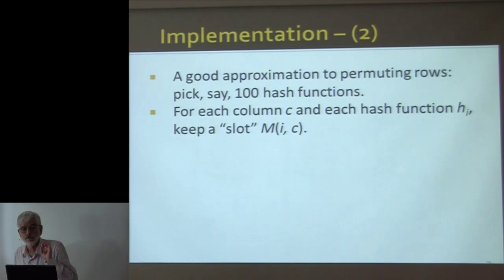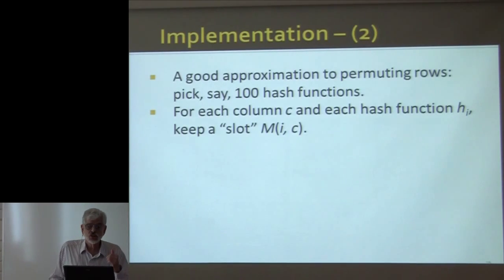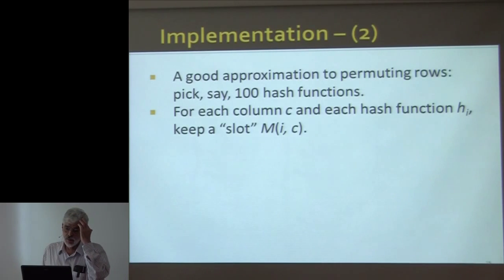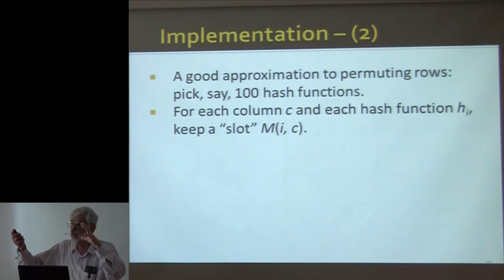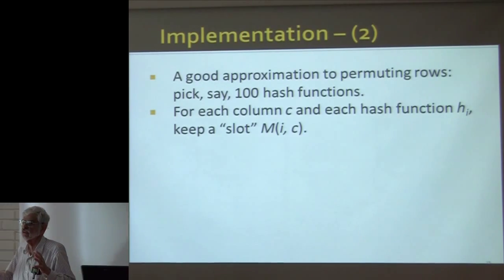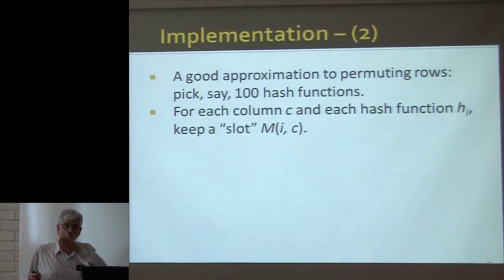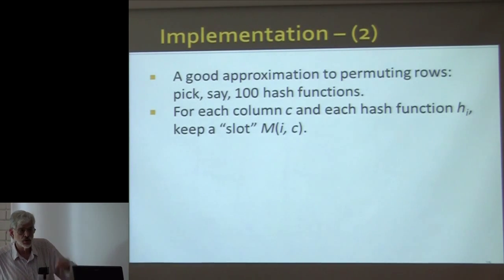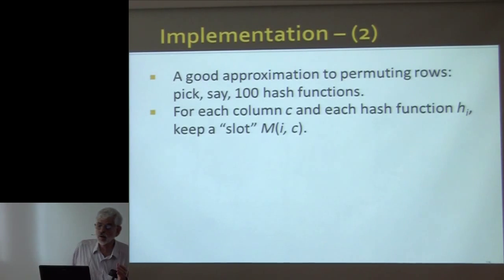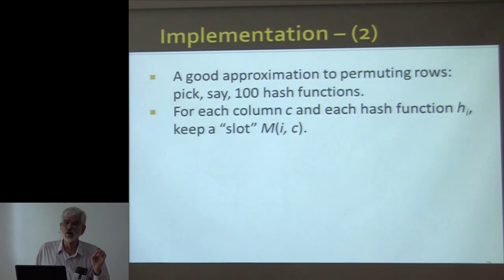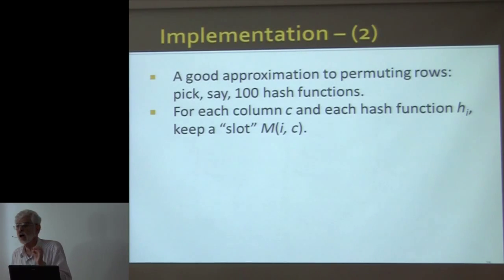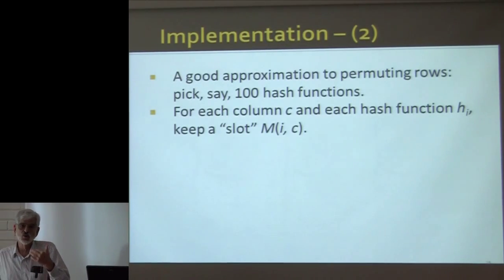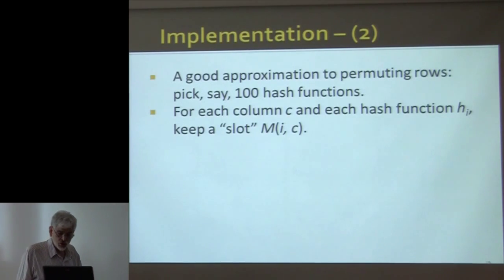Now, in order to implement this approximation, I'm going to have to keep a matrix which will eventually become the signature matrix. That is where the columns correspond to the sets and the rows are the components of the signatures. For each hash function there will be a row. For the ith row I'll have a slot which I'll call M of I and C, where C is the column and I is the hash function, or the row of the min-hash signature that I'm creating.